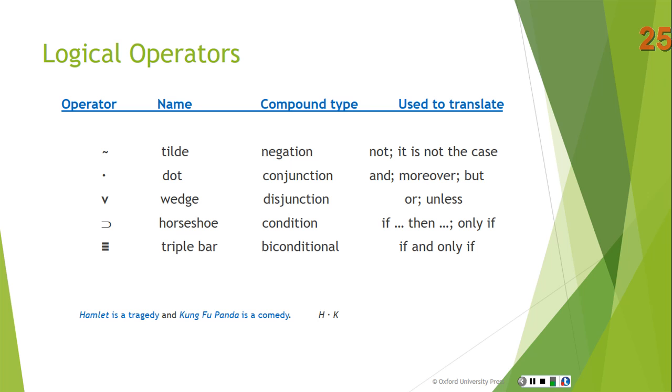The compound type is conditional. That should say conditional. And it's used to translate if, then, and only if. There are other phrases that it's used to translate as well. Then we have the operator triple bar. We call it the triple bar. The compound type is biconditional, and it's used to translate if and only if.